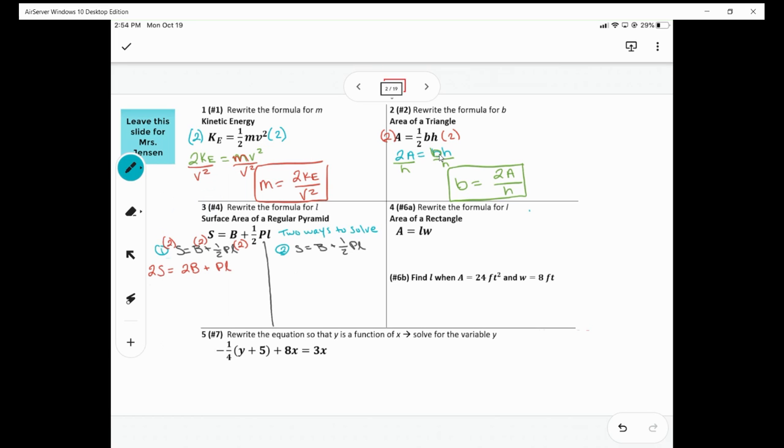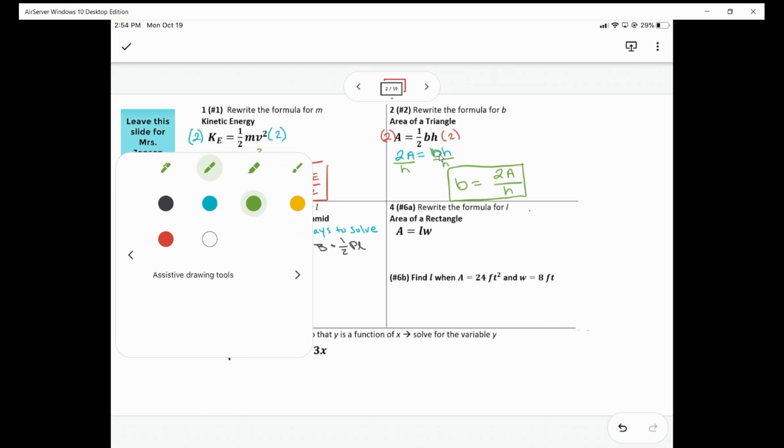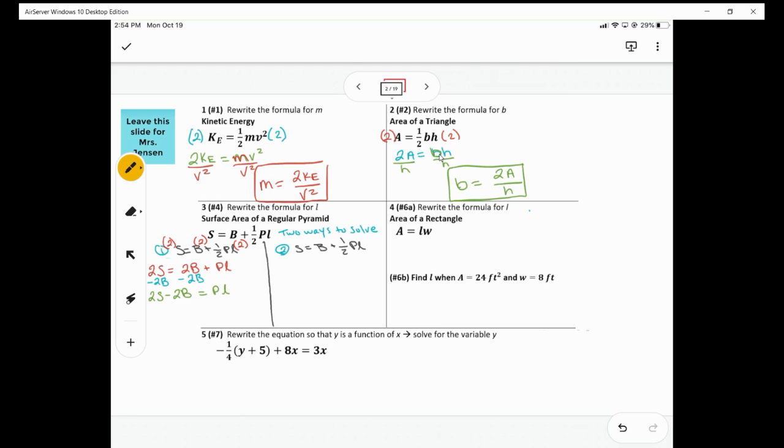We're solving for L, so we want to subtract 2b from both sides. So we have 2s minus 2b equals p times L. Remember, we're solving for L, so we're multiplying L by p, so we want to divide by p. So L equals 2s minus 2b divided by p.